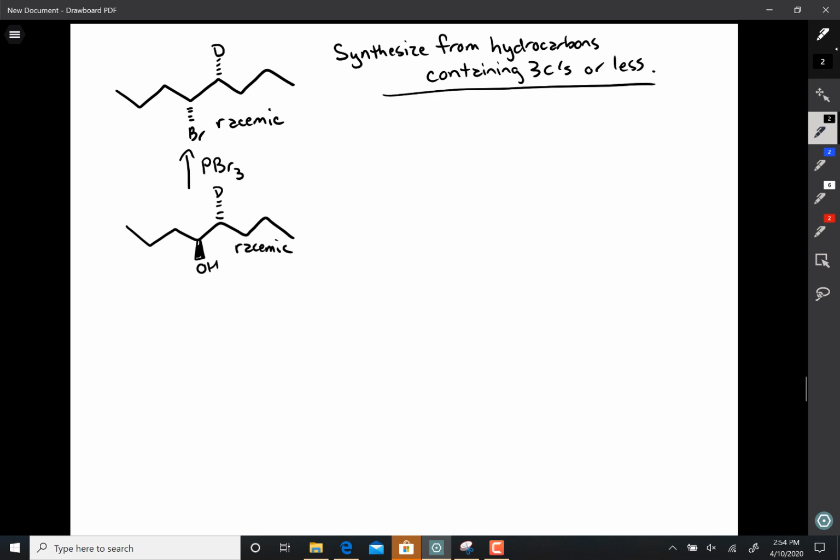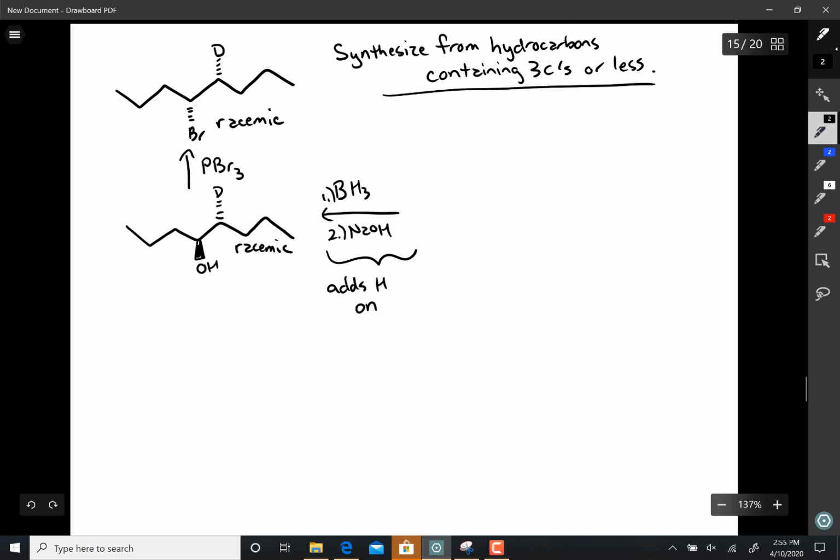Now, going backwards, again, now we have to add H and an OH across. Now, a very good reaction to add H and an OH across is hydroboration. Because what hydroboration does is it adds the H and OH syn to each other.